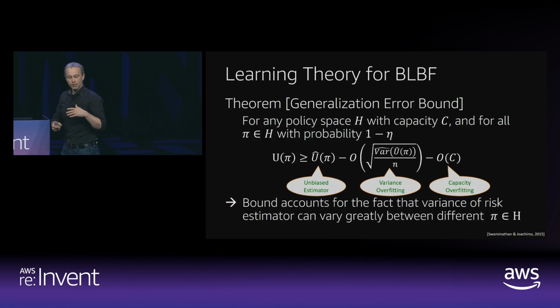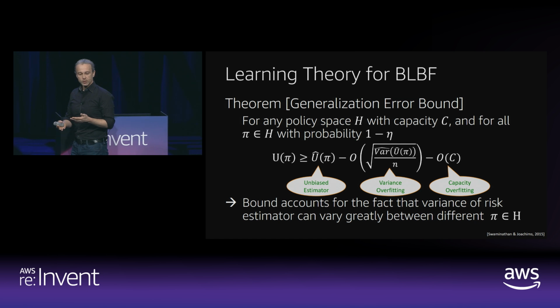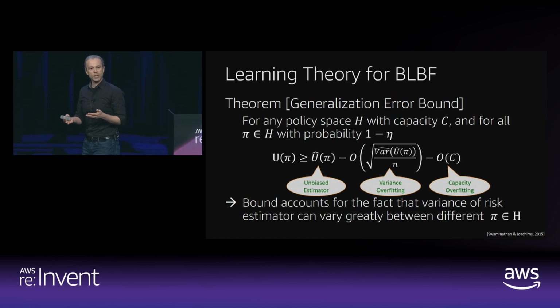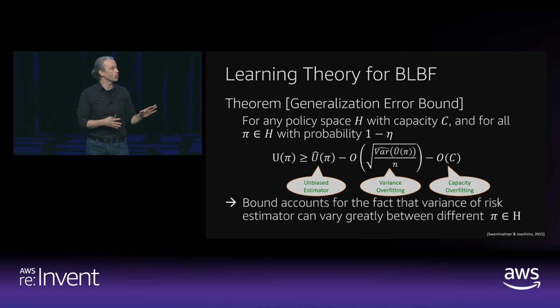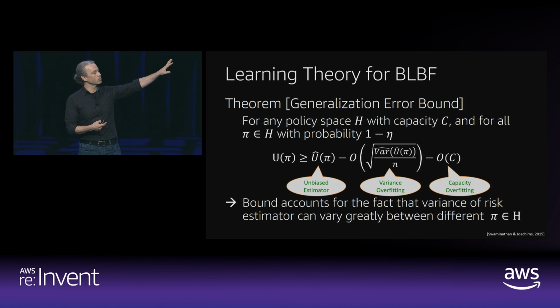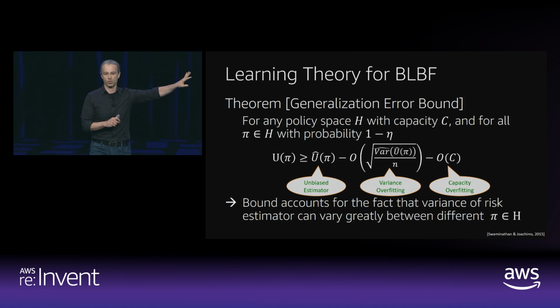And if you look at the learning theory behind these learning problems, then you can actually derive generalization error bounds that tell you that this is going on. In particular, if you want to say something about the true utility, like the generalization error of the system, you have to look at the training error. You have the typical capacity overfitting, like VC dimension term in there. But you have this new term which accounts for the variance of your estimator, and that is different for different policies. So you get an additional regularizer.